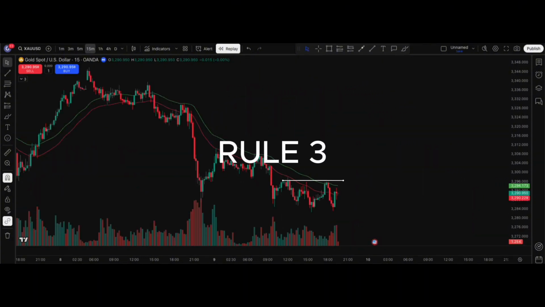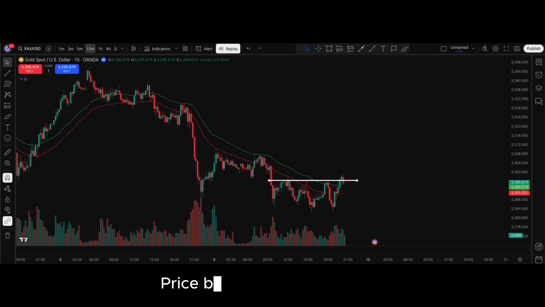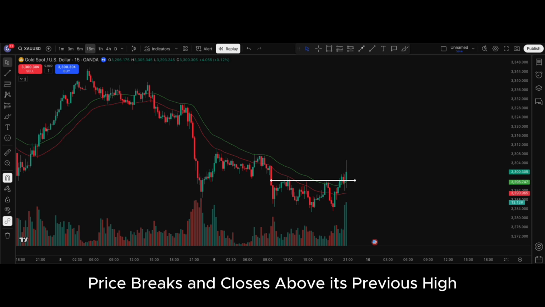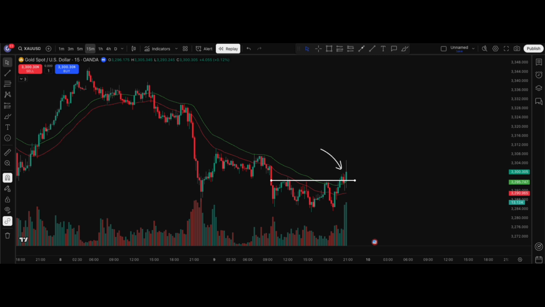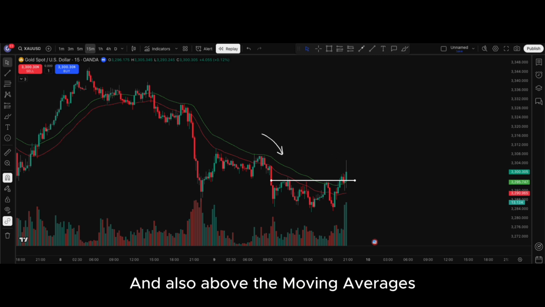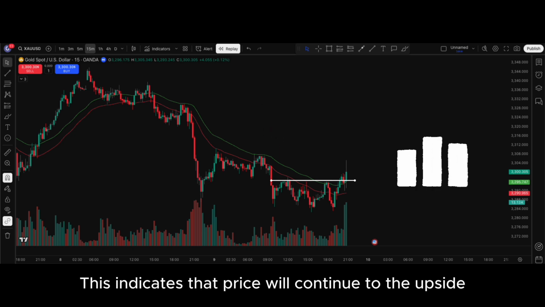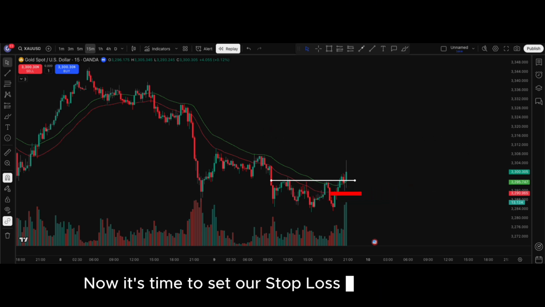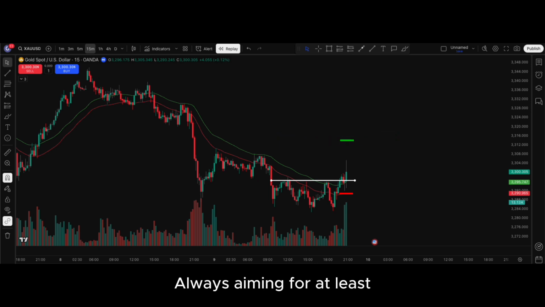Rule number 3, we only buy when price breaks its previous high, when we are in an uptrend. And as you can see, price breaks and closes above its previous high right here, and also above the moving averages. This indicates that price will continue to the upside. Now it's time to set our stop loss and take profit, always aiming for at least a 1 to 2. And we can take our entry.